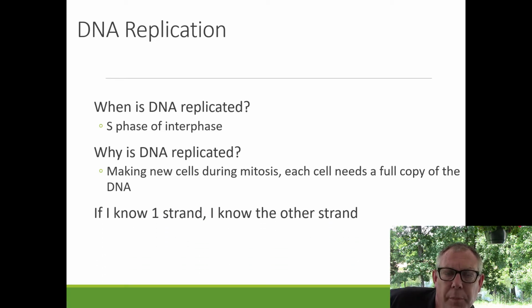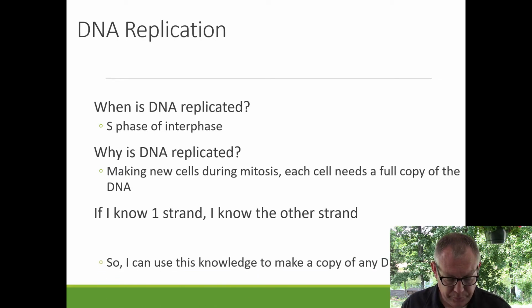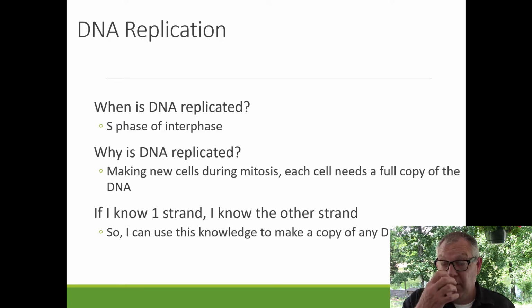You'll also remember that if I know one strand of the DNA, then I automatically know the other strand, because all tigers can growl. A is with a T and C is with G. And so it's this fact that allows me to make a copy of any DNA molecule. I only need 1/2 of it, and I can make the other half.